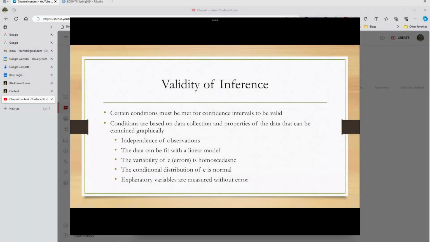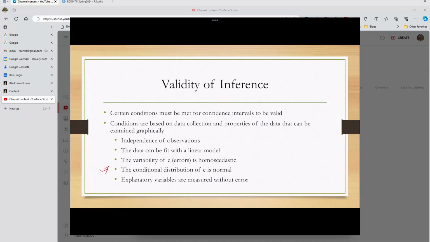In the previous video, I began talking about the conditions for valid inference in multiple regression. Let's go ahead and continue that discussion. We're now at the fourth sub-bullet down here, the conditional distribution of E is normal. E is our residual, or error. And so we need to have a normal distribution of residuals. So how do we check for the normal distribution of residuals?